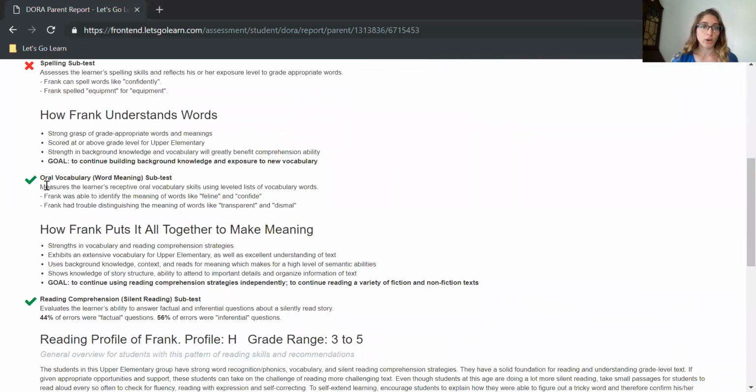Finally, we're going to take a look at oral vocabulary and reading comprehension. So in both of these areas, we can see that this student is at or above grade level. And we can also get an idea of what kind of words the student knows. So, for example, this student does understand feline and confide, but didn't understand transparent and dismissal. One thing to know is that oral vocabulary is given as a picture assessment. So this isn't necessarily words that your child can read, it's words that your child can understand.